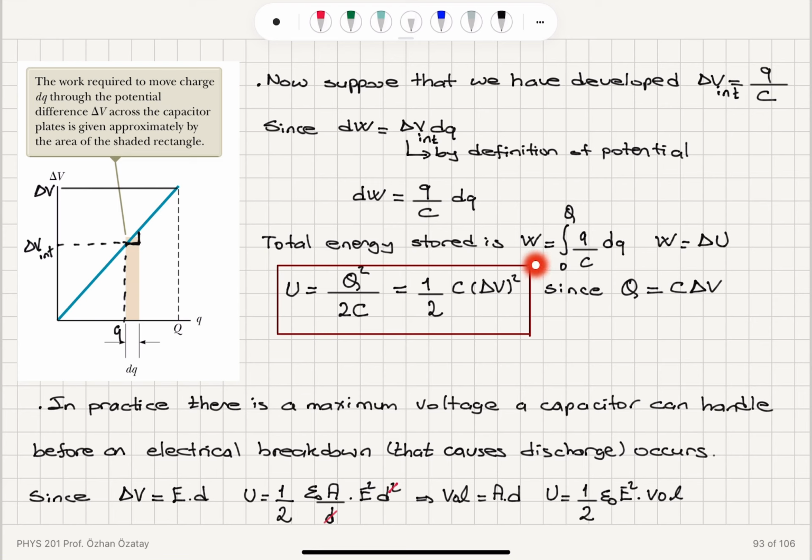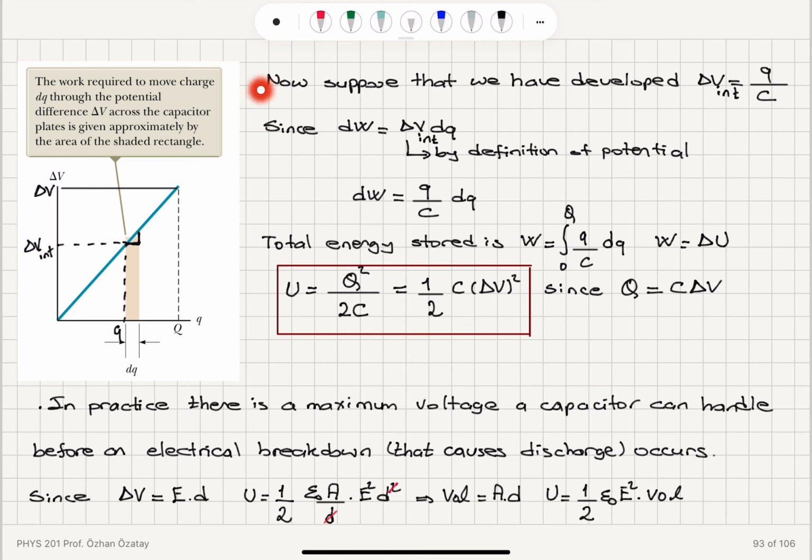So the total work done is the integral from 0 to capital Q, going from the uncharged state to total charge Q, of Q over C dq. This will be the change in the potential energy, since initially I have zero charge and finally stationary charges at the plates. So that means I'm changing the potential energy of the system, which is the electrical potential energy. So this integration gives me capital Q squared over 2C, or 1/2 C delta V squared, because Q is equal to capacitance times delta V. Capacitance is the capacity to store charge under a potential difference delta V. Q divided by delta V is C.